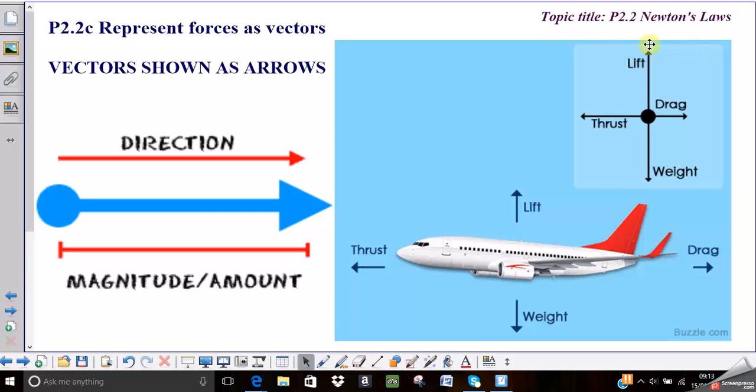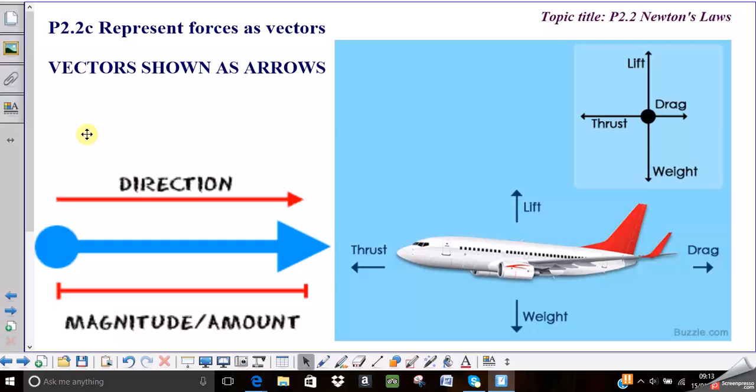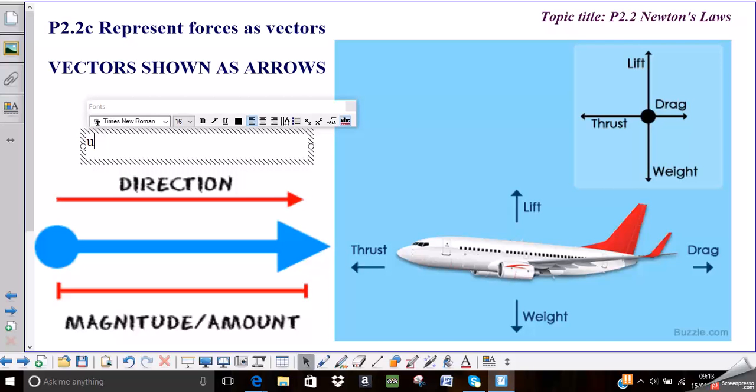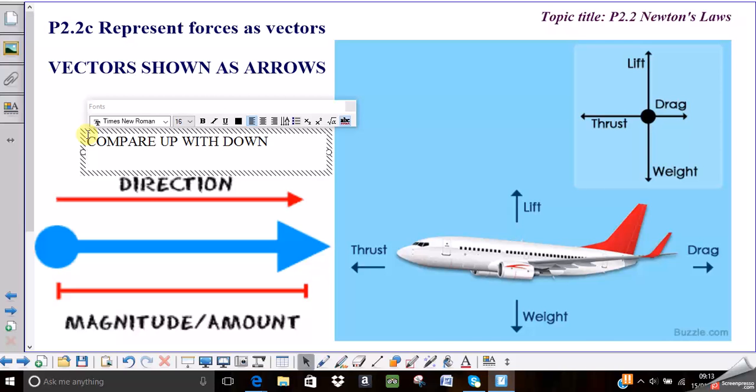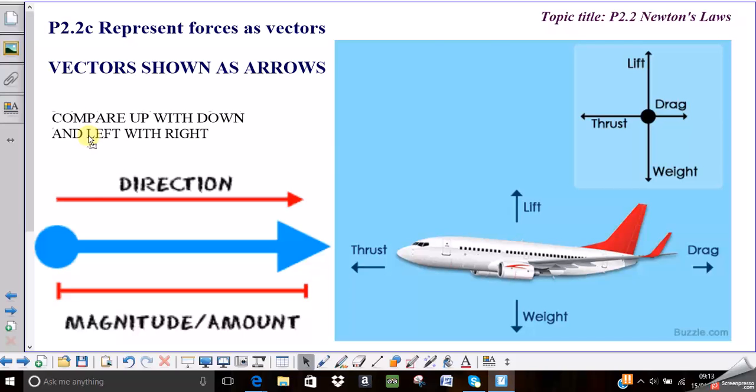Now if we look here in the top corner, we see that the lift has exactly the same value as the weight. We're always going to analyze these forces as comparing up with down, left with right. So I'm just going to write here: compare up with down, and left with right. So we're always going to compare up with down and left with right.